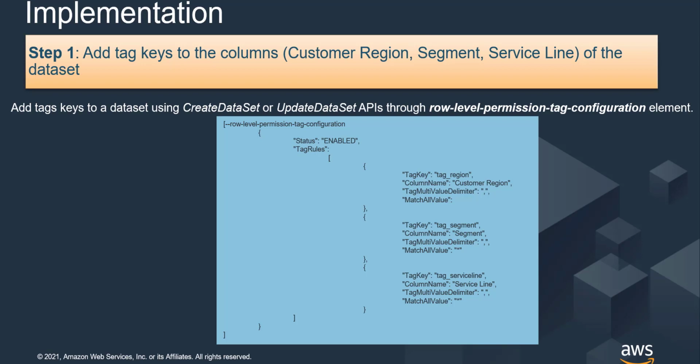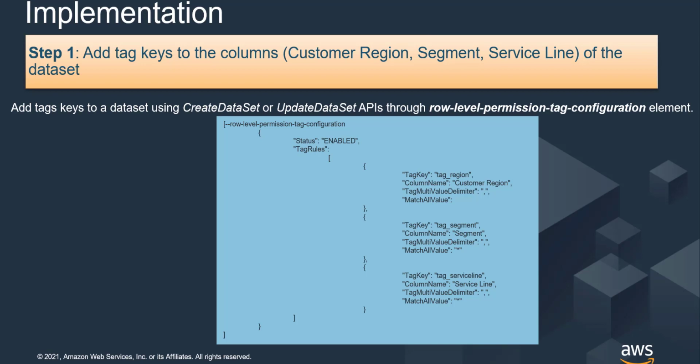When you actually do this, you will be defining the tags as follows. You can see that I have defined three tag keys. There is tag region, tag segment, and tag service line. Each of these is assigned to one of the three columns. Tag region is assigned to customer region, tag segment is assigned to segment, and tag service line is assigned to service line.